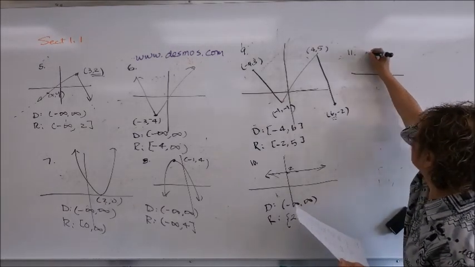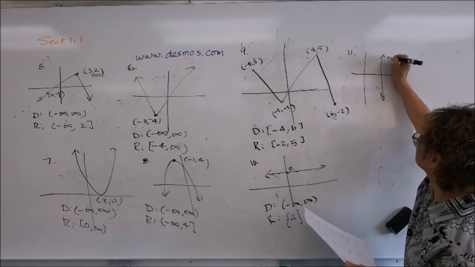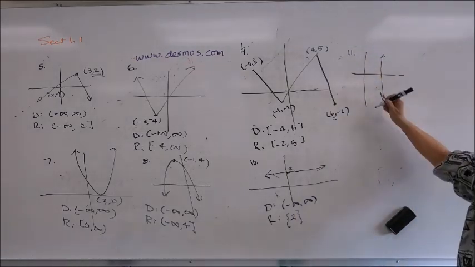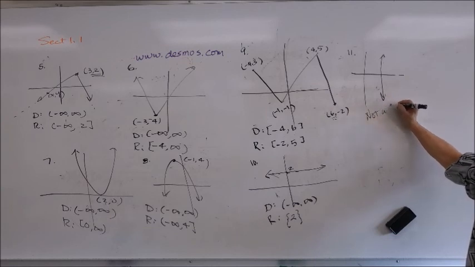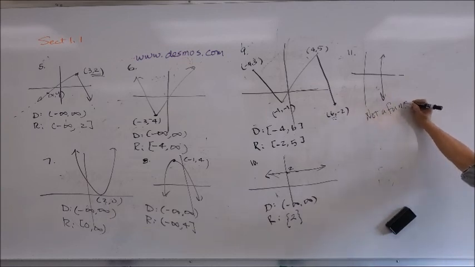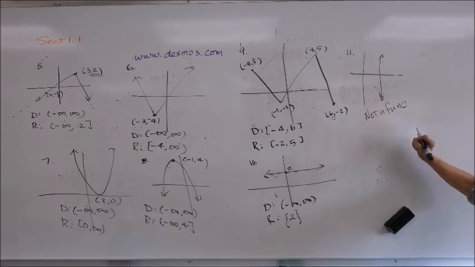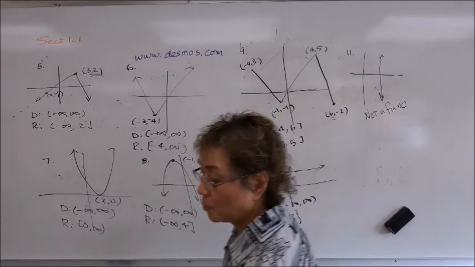Next one. If you have this one, just one line straight. Is this a function? Test. It's not a function. If it's not a function, we don't talk about domain and range. Okay, that's your page 3. So that's section 1.1.